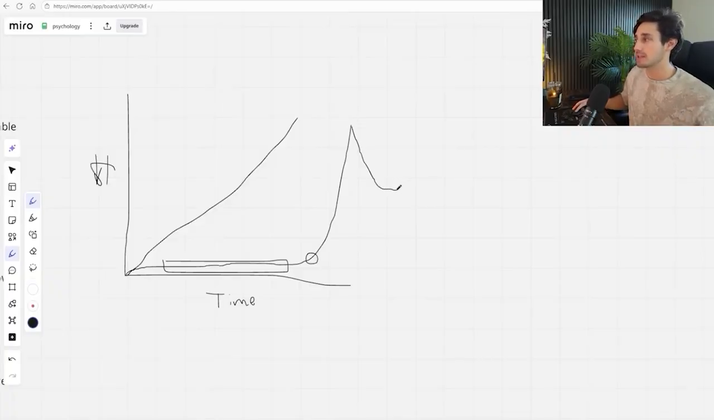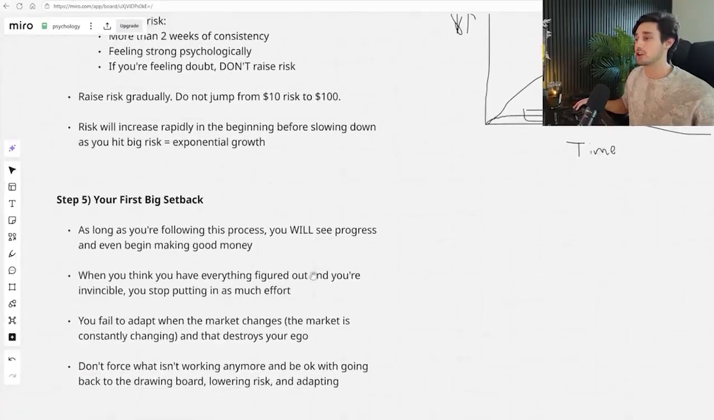And then it kind of went like this, and then I kept putting in more time, working on my system before the next parabolic move up. And that's kind of the journey as a trader. You put in this work, you see a big uptick in your results, you see a little setback, you put in a lot of time, a lot of work, and then you see another parabolic shift in your results.